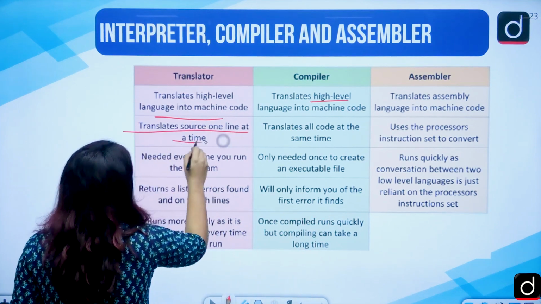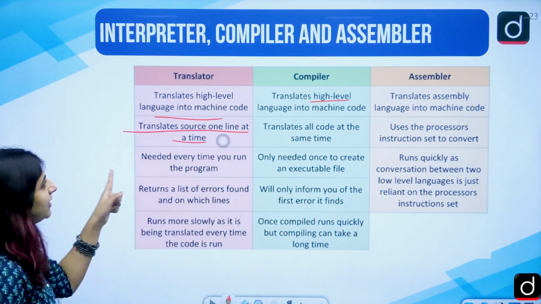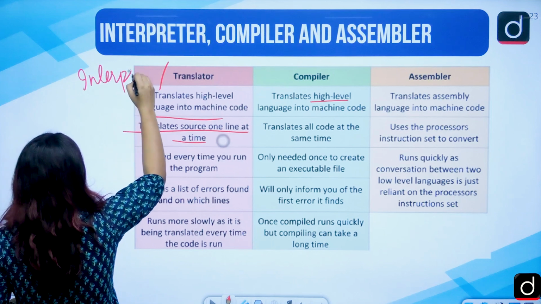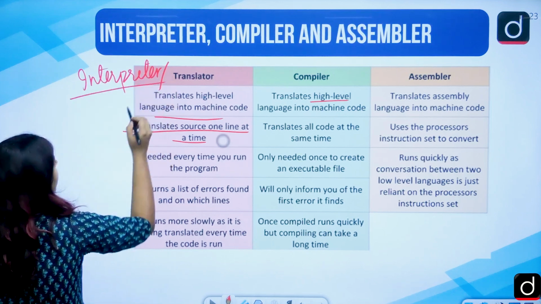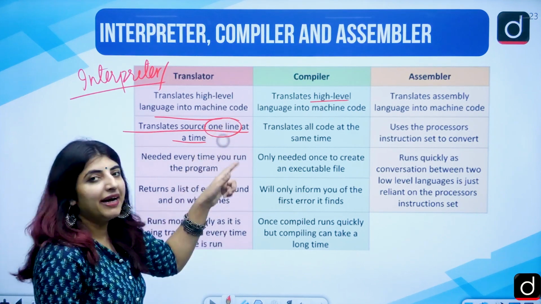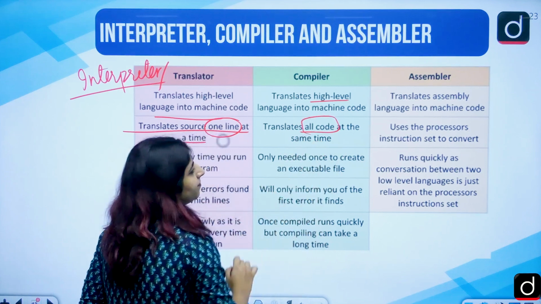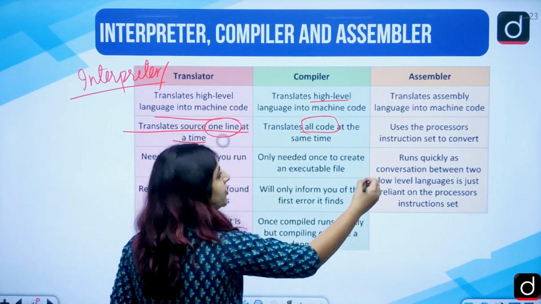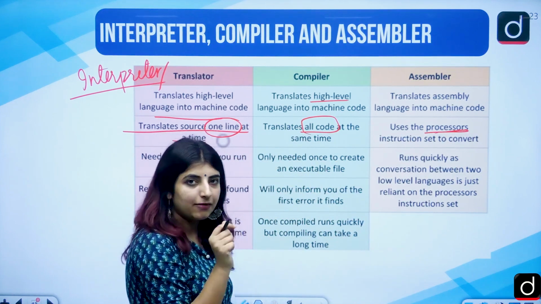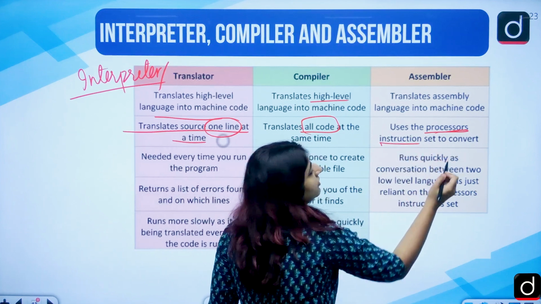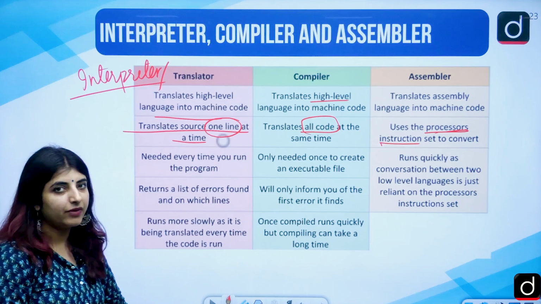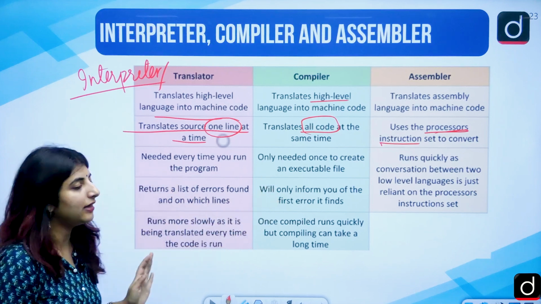Translate source code one line at a time. So the translator we are going to talk about here is the interpreter. The interpreter translates one line at a time, whereas the compiler translates the entire code. The assembler uses the processor in the computer, the desktop, the laptop, etc. It will use the processor instruction to convert from assembly language to machine level language. Majorly, these two differences are asked.